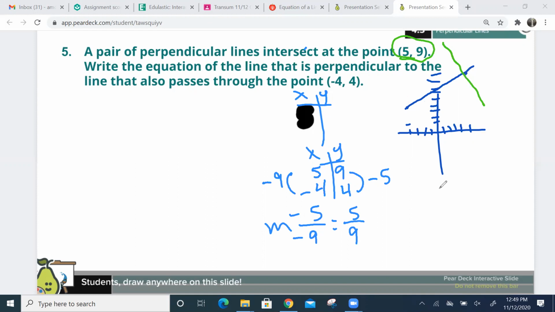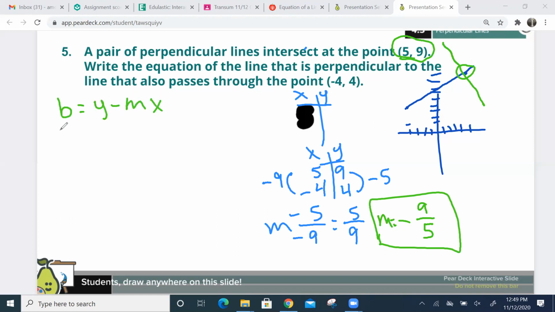So the green line, the slope for the green line is going to be the opposite and reciprocal. What's the opposite of 5 over 9? Negative 5 over 9. And what's the reciprocal of 5 over 9? Negative 9 over 5. So that's the slope we want to use. And we're going to use that point, (5, 9). So the formula is b equals y minus mx. B equals y, y is 9. M is -9 over 5. And x is 5.